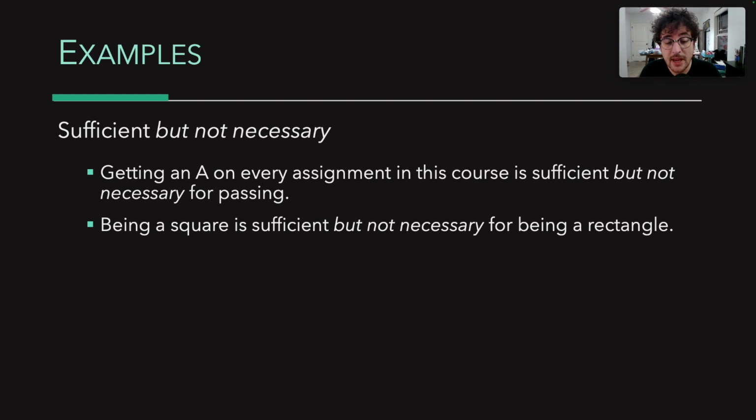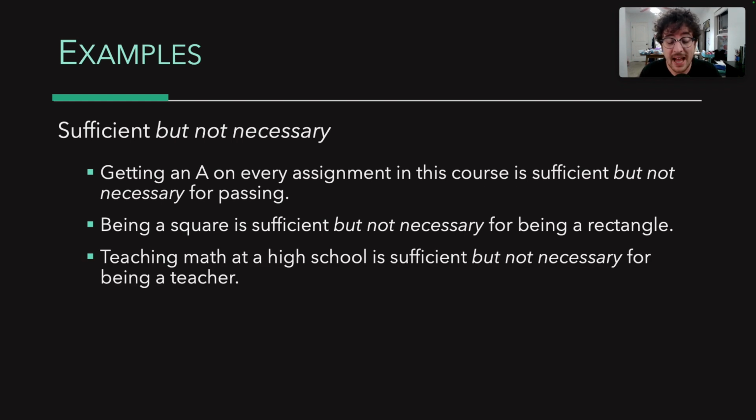Similarly, being a square is sufficient for being a rectangle, because if something's a square, that thereby guarantees that it's also a rectangle, but it's not necessary. Something could be a rectangle without being a square. Teaching math at high school is sufficient for being a teacher. That guarantees that you're a teacher, but it's not necessary. You could be a teacher in some other subject, for instance.